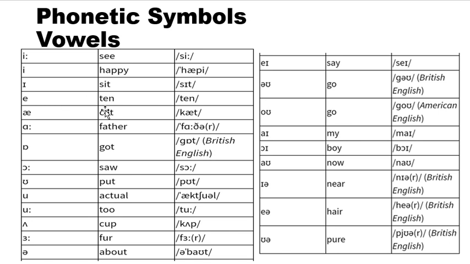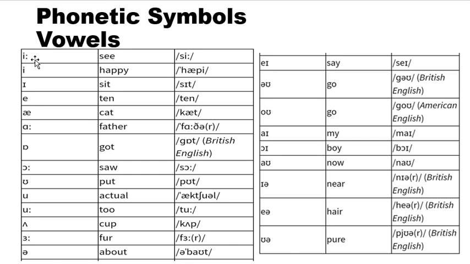A as in ten, A as in cat, A as in father, O as in got, O as in saw, U as in put. U, this is again the similar sound, as in actual. U as in two, it's a long sound. As in cup, as in fur or earth, as in about.